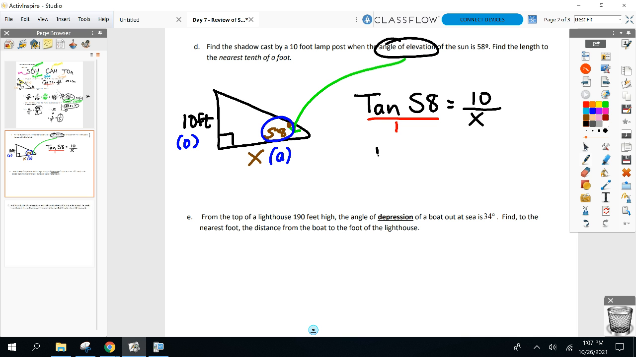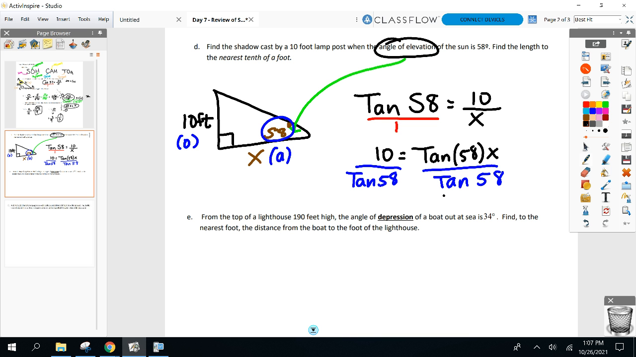So I got 10 equals tangent of 58 times x. What do you want to do to solve for x? Yep. Divide by tan of 58. And this is what your calculator's for. That's why I asked you to put it in degree mode, because the 58's in degrees. And no, I will not have you do these problems in radians. Don't worry. We'll stick to degrees.